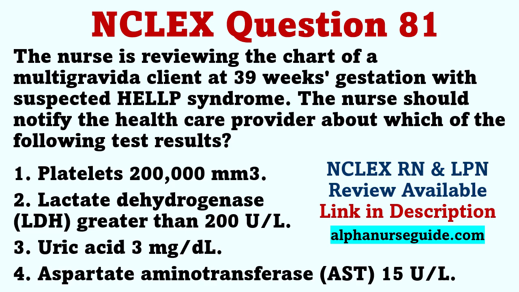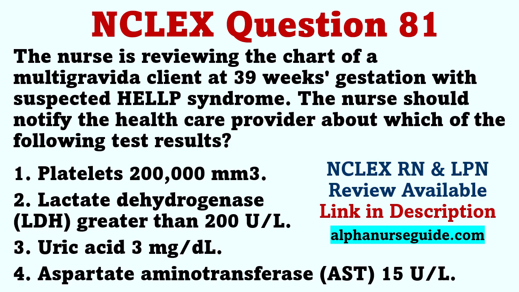The nurse is reviewing the chart of a multigravida client at 39 weeks gestation with suspected HELLP syndrome. The nurse should notify the healthcare provider about which of the following test results: 1. Platelets 200,000. 2. Lactate dehydrogenase greater than 200 units per liter. 3. Uric acid 3 milligrams per deciliter. 4. Aspartate aminotransferase 15 units per liter.